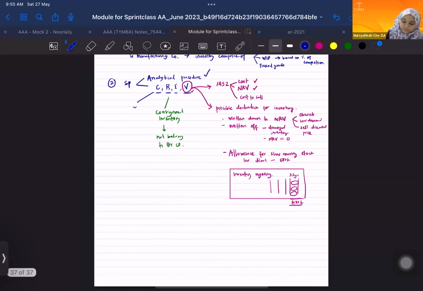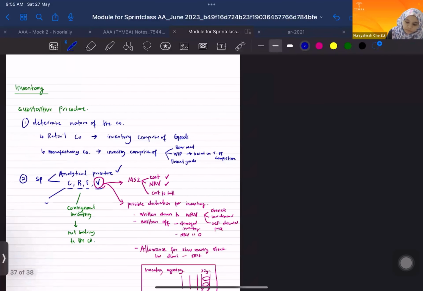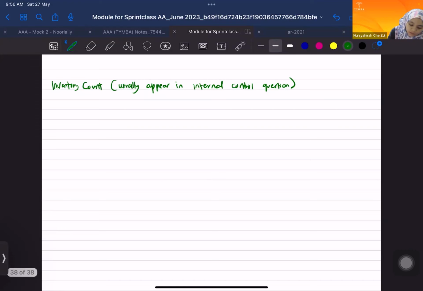All right. The examiner can also test you in relation to inventory count. Usually, this one appears in internal control questions. Okay, so I have some notes for this one. Just very simple notes, so you can take it down now, okay?